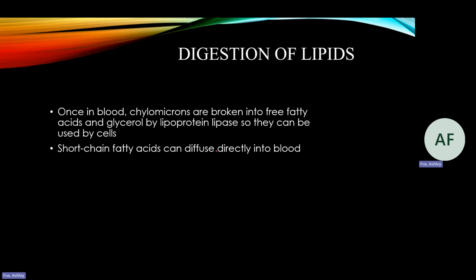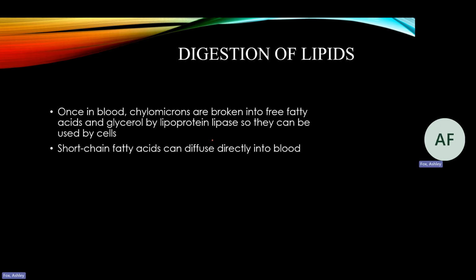Once they travel through the lymphatic system and are in the blood, chylomicrons can be broken down further, from triglycerides back into free fatty acids and glycerol, and that's done by another enzyme so that they can be used by cells. So those fat products can then be used for whatever the cell needs.